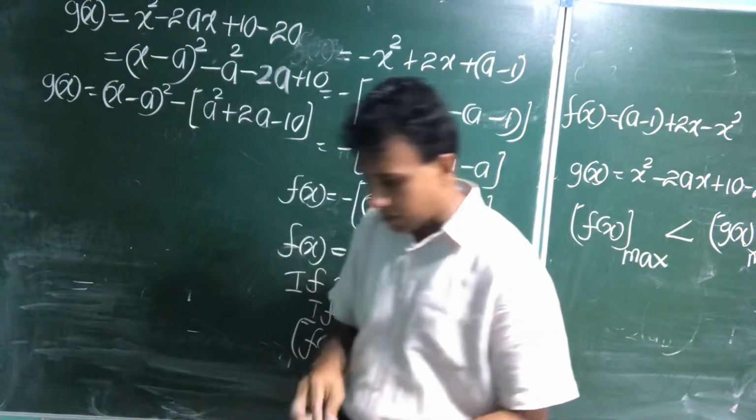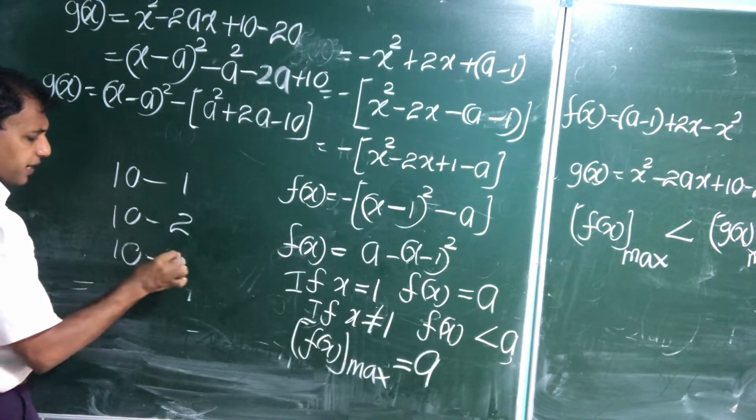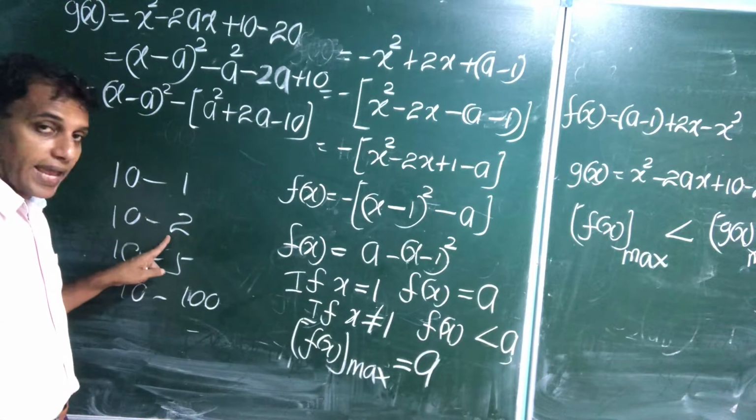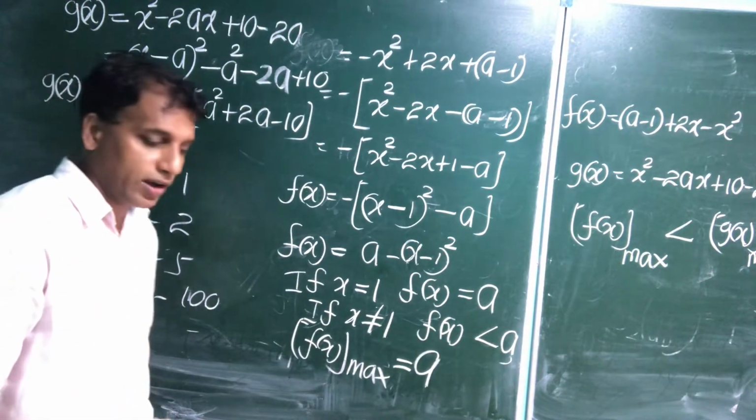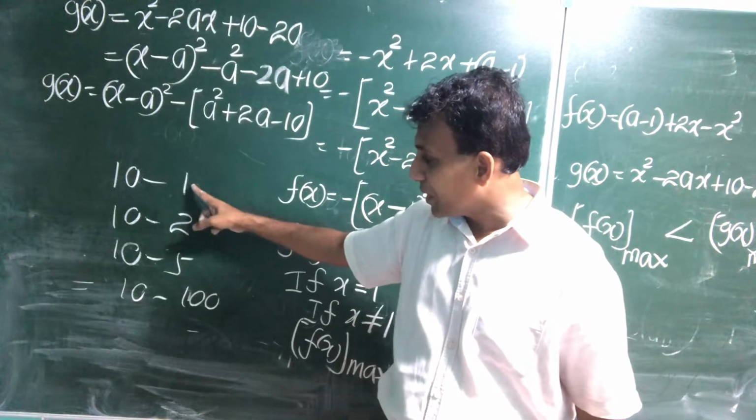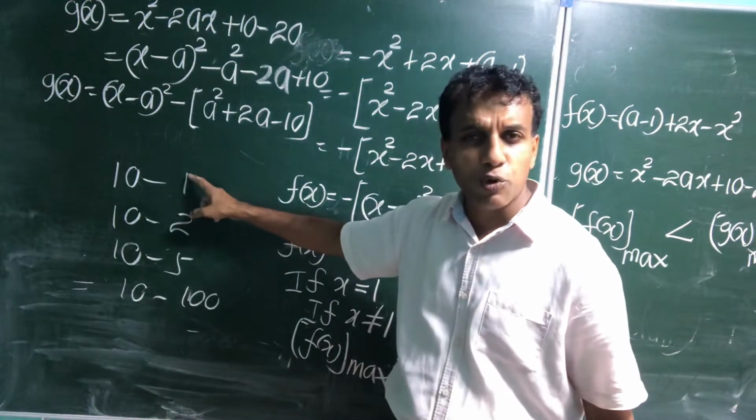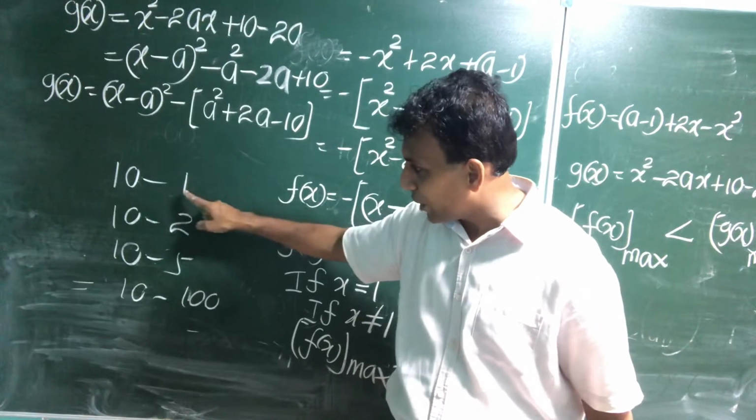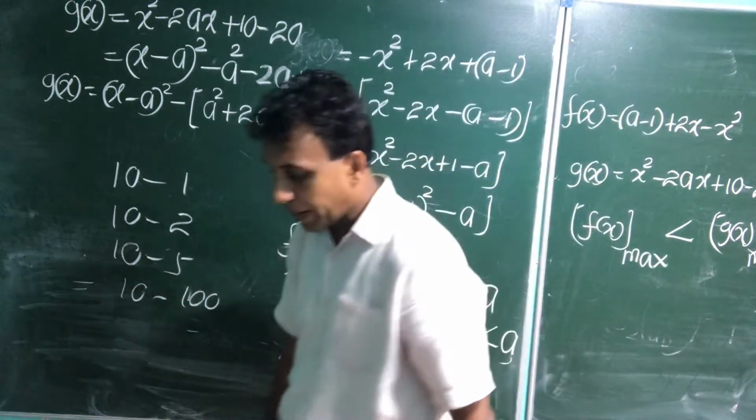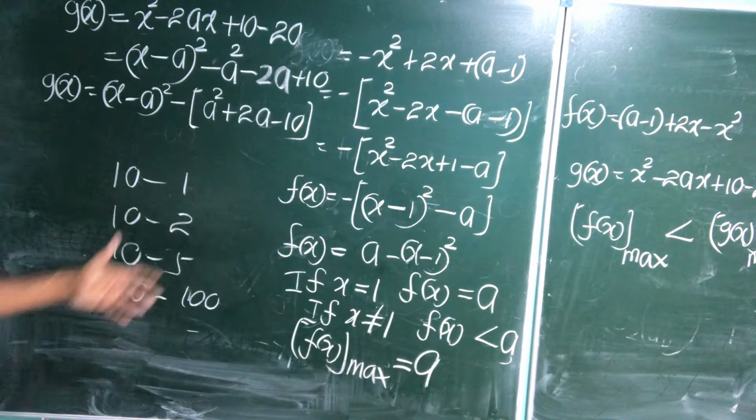Subtract. When subtracting, for example, 10 minus 1, 10 minus 2, 10 minus 5, 10 minus 100, the answer is 9, the answer is 8, the answer is 4, the answer is minus 95. When the subtracted part takes the biggest number, that is, when the subtracted value is increasing, the g(x) answer is decreasing. Okay, the subtracted value is increasing, the g(x) answer is decreasing. So same idea, the completing-the-square method.